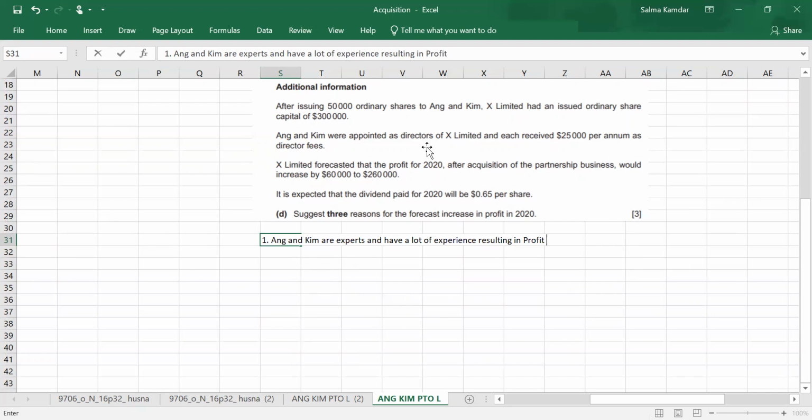What could be the other reason? Maybe X Limited is going to do more business and X Limited is going to have more trade discount. So more business leading to more trade discounts. If there is more trade discount, maybe they have less cost of sales, and that is why they will set a lower selling price, and that is why they could get more customers.